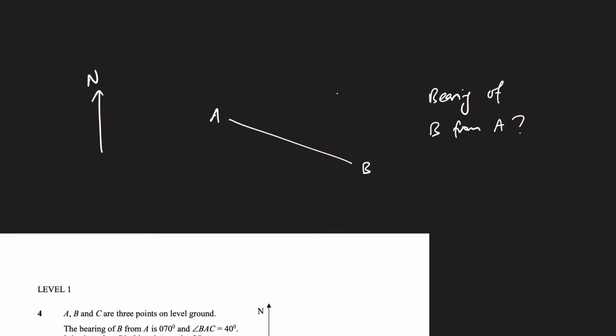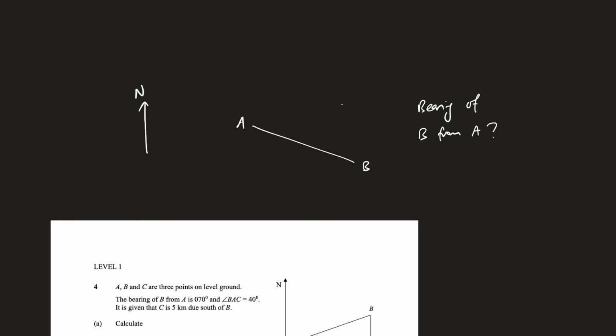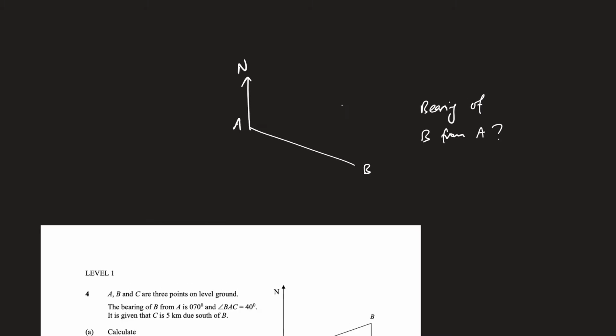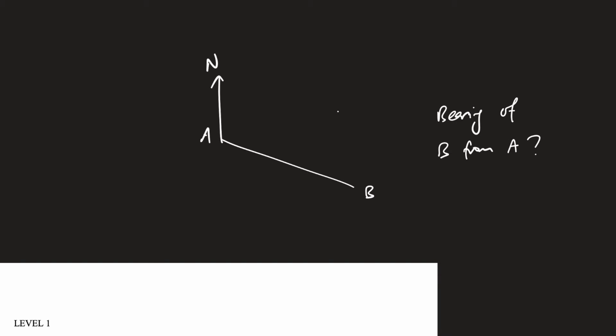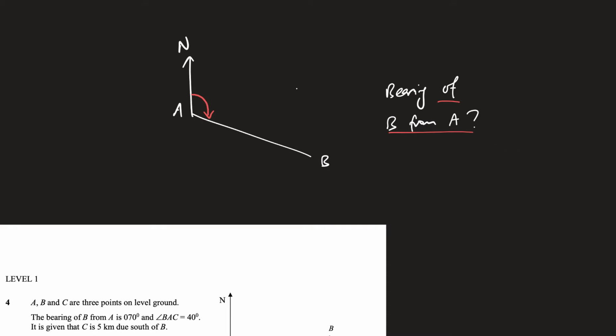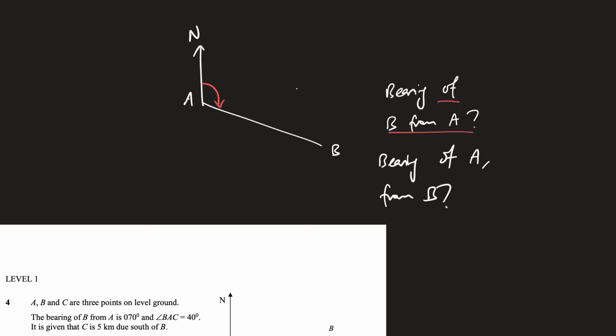If it's from A, then we put the north at A first, like this. And then the bearing of B from A is simply, from the north, we go down this angle. Right?